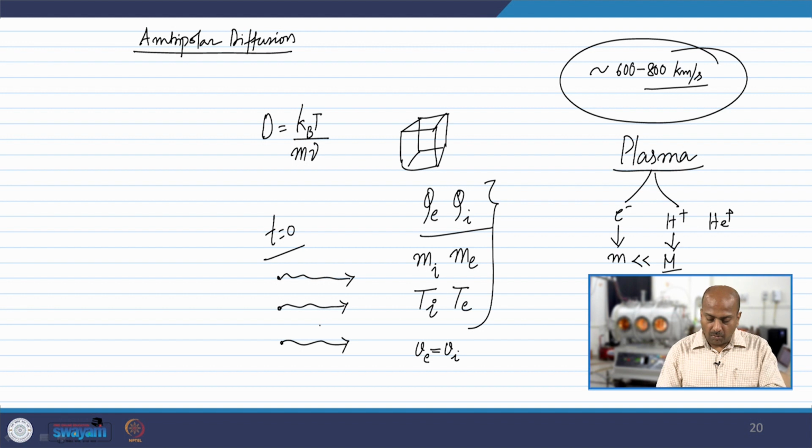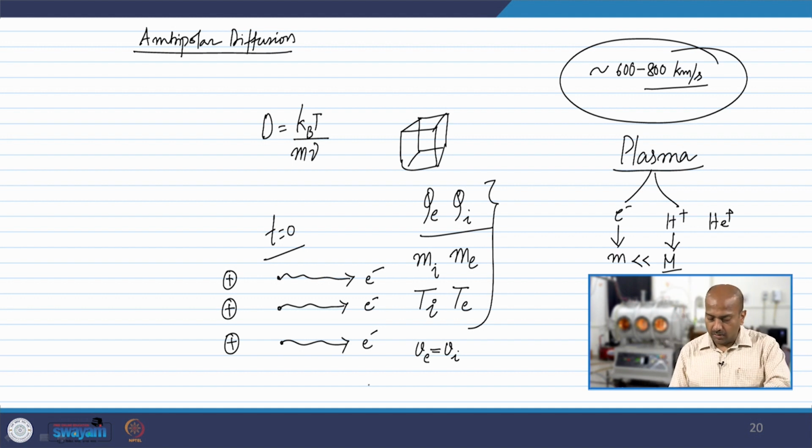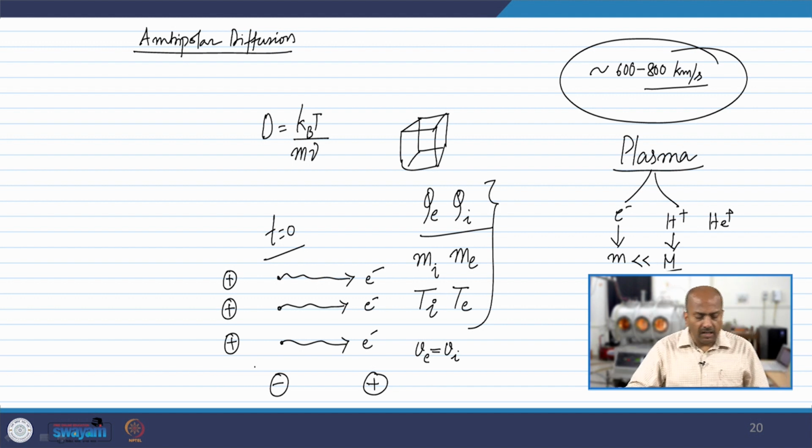So, electrons are moving ahead, ions are lagging here. Let us say this positive sign indicates the ions. Electrons are moving away, the electric field is set up, and so this is now going to be positive and this is going to be negative. These are the electrons; the ions will be accelerated by the electric field. So, ultimately we can consider a steady state will be reached.